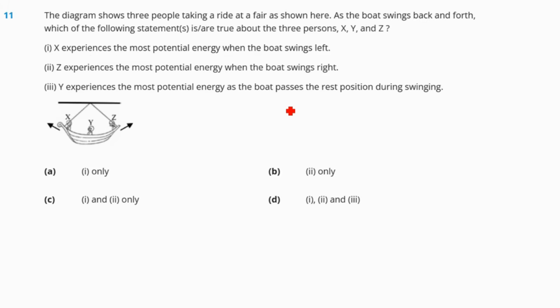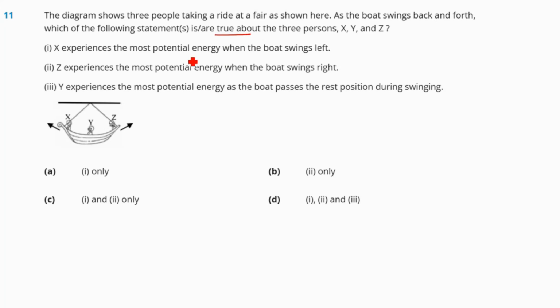Question number 11. The diagram shows three people taking a ride at a fair, as shown here. As the boat swings back and forth, which of the following statements is or are true about the three persons X, Y, and Z? So X is on this side, Z is on the other side, and Y is in the middle. Okay. So we have to find out which statements are true.